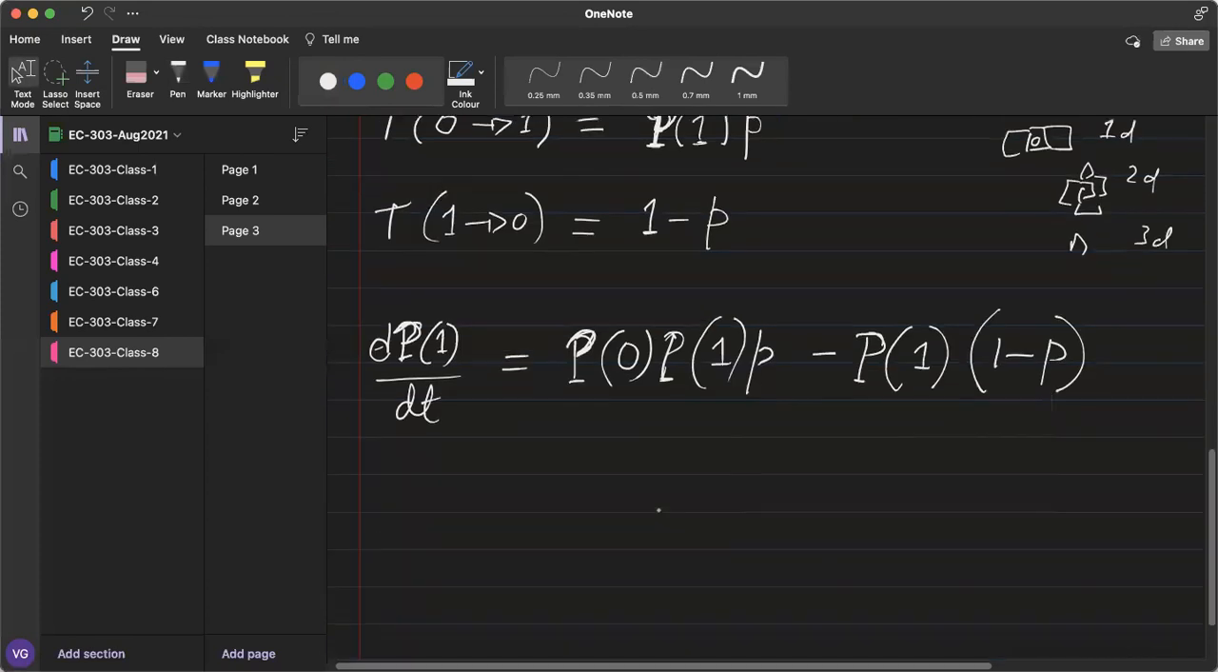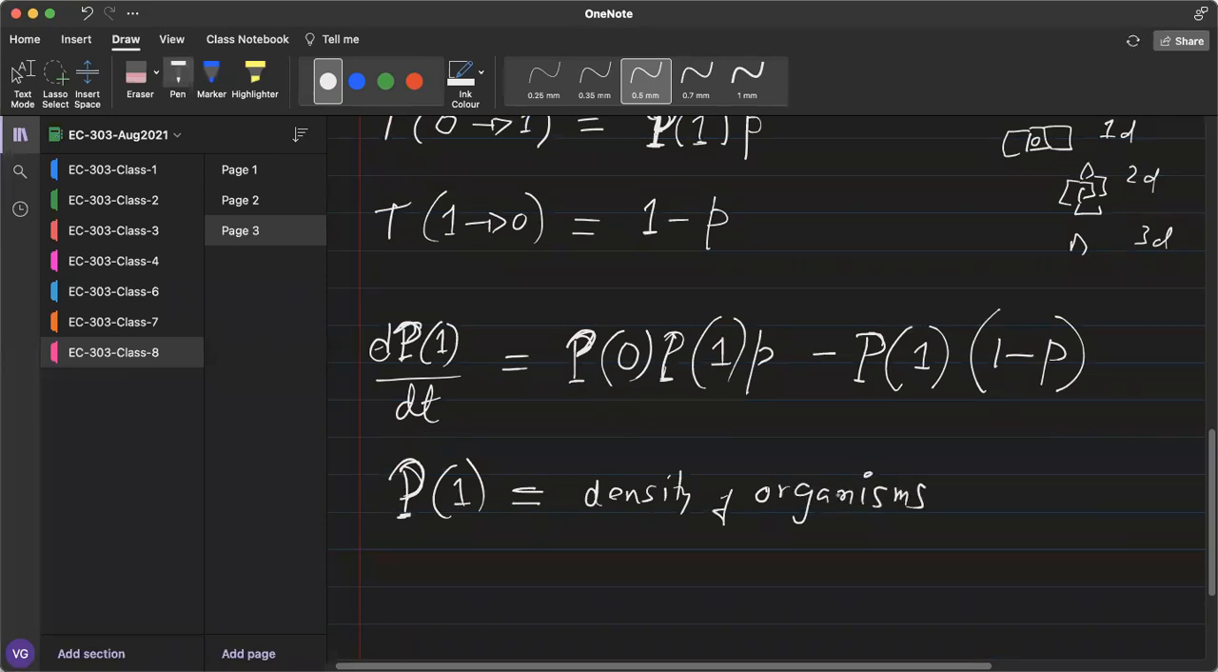Okay, so now, what is p of 1? P of 1 is basically the probability of finding the state 1, the occupied state. So we can interpret the probability of finding 1 at any state as the density of organisms. Is that fine with everyone? Let's denote that as rho. And conversely, P of 0 becomes the density of the base state, which is just 1 minus rho.